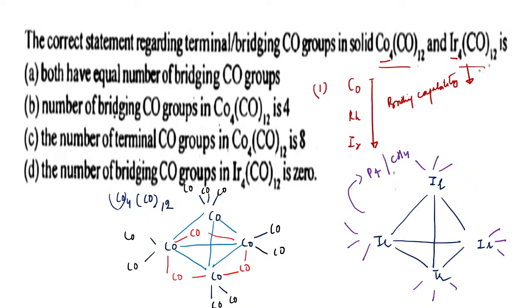So now the correct option would be the number of bridging carbonyl groups in Ir4(CO)12 is 0. Okay, so basically you have 0 bridge carbonyl centers in this particular molecule. Okay, so is this question clear to all of you? Any doubts? Is it clear, guys? I hope this is clear.